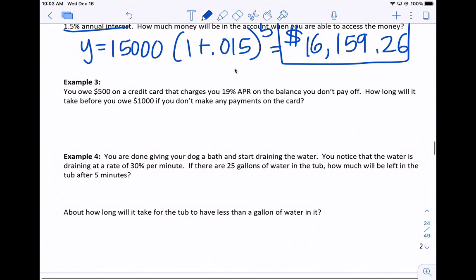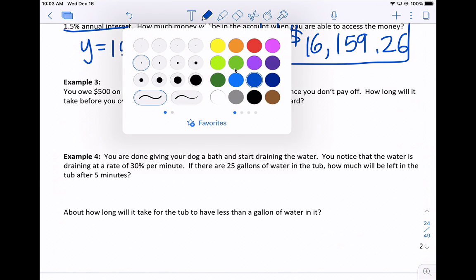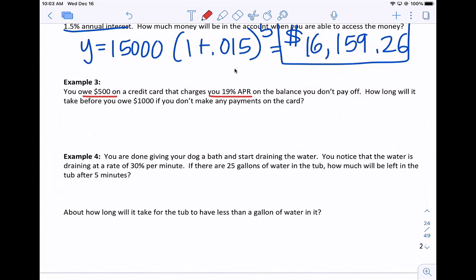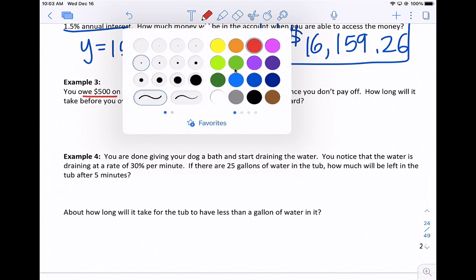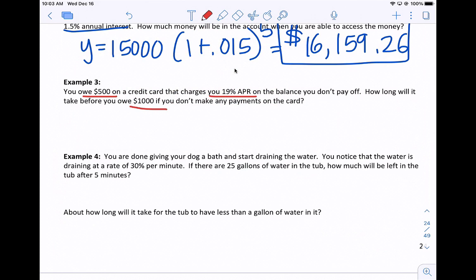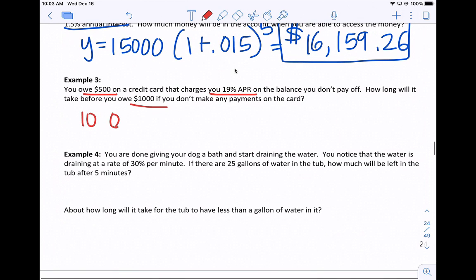All right, let's do 2 more examples and then let you guys work on this. You owe $500 on a credit card that charges you 19% annual interest, annual percent rate on the balance that you don't pay off. How long will it take before you owe $1,000 if you don't make any payments on the card? All right, so again, the amount of money that we owe is increasing because we're not paying it off. So we want to know, when is the amount $1,000?